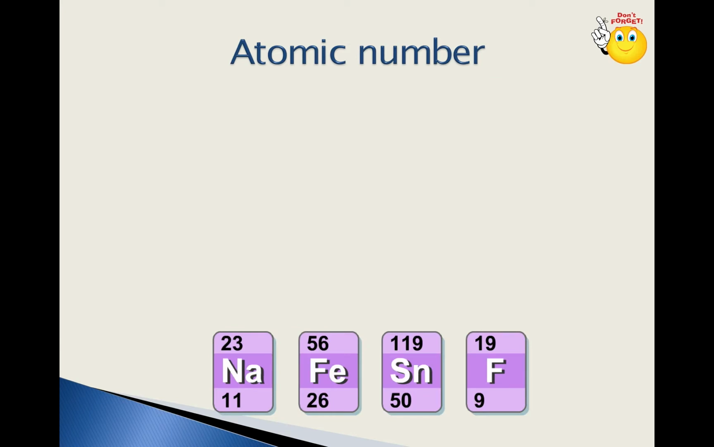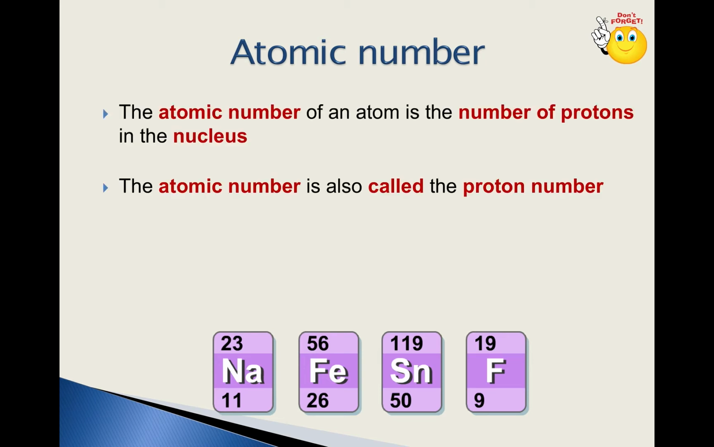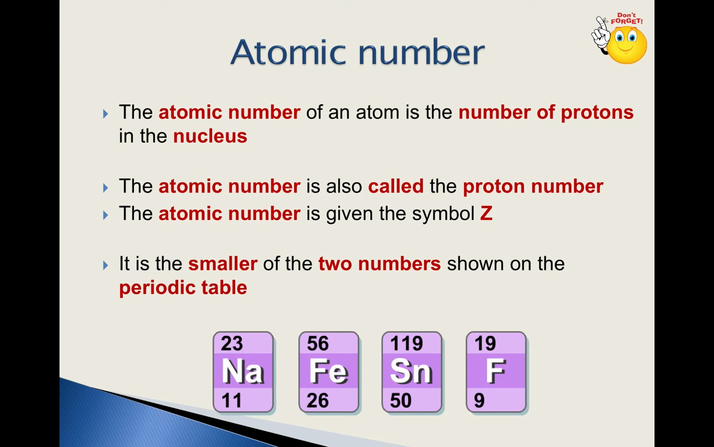Moving on, the atomic number is also known as the number of protons. You can either call it the atomic number or you can call it the number of protons. It's the number of protons in the nucleus of an atom. The number of protons also tells you what element you have. The atomic number, or the number of protons, is given the symbol Z, and it's the smaller of the two numbers on the periodic table.